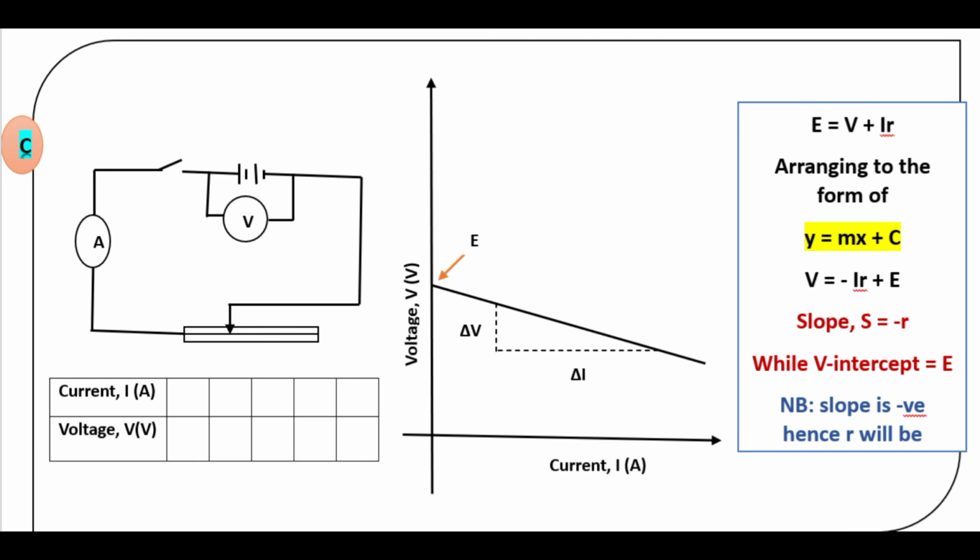Because the slope represents negative r, this negative in the r will be cancelled by the negative of the slope, because for any graph whereby the left hand is above the right hand, it simply means that this is a graph with a negative slope. The negative of the slope will be cancelled by the negative of the r, so r will be positive. And also the EMF, you read it directly on the V-intercept. So those are the first three practicals.